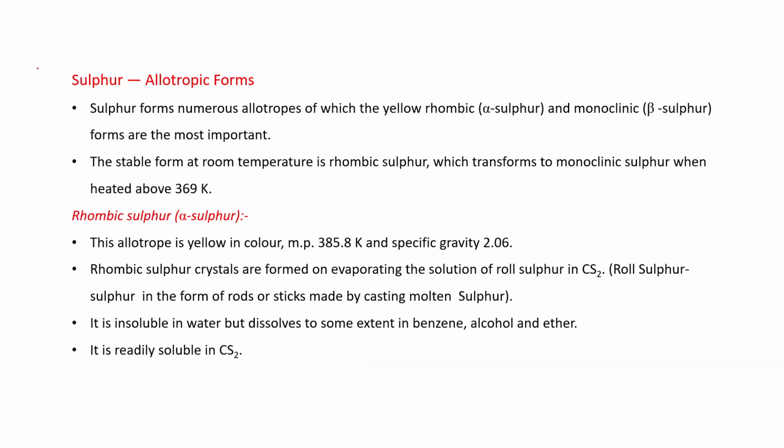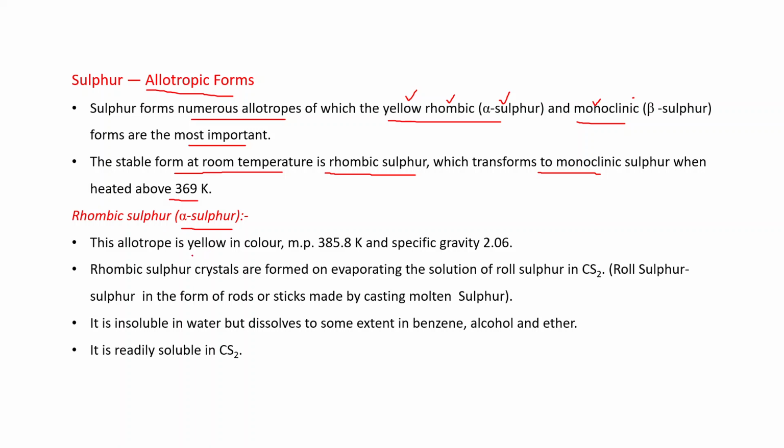Now come to sulfur. First we will discuss the allotropic forms of sulfur. Sulfur forms numerous allotropes, of which yellow, that is rhombic or alpha sulfur, and monoclinic or beta sulfur forms are the most important. The stable form at room temperature is rhombic sulfur, which transforms to monoclinic sulfur when heated above 369 Kelvin.